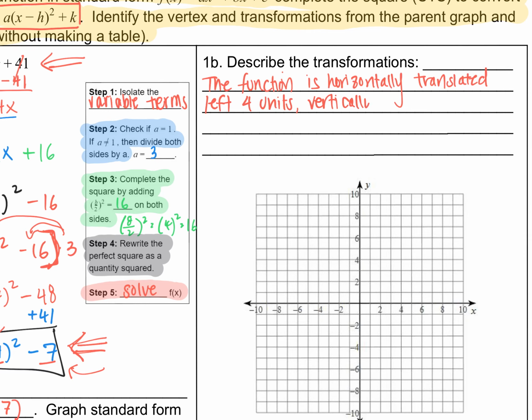vertically stretched. It's a stretch because the a value is 3, so vertically stretched by a factor of 3, and vertically translated down 7 units. So in order to graph it, I need my vertex, which is at -4, -7. That's going to be right here at this point.